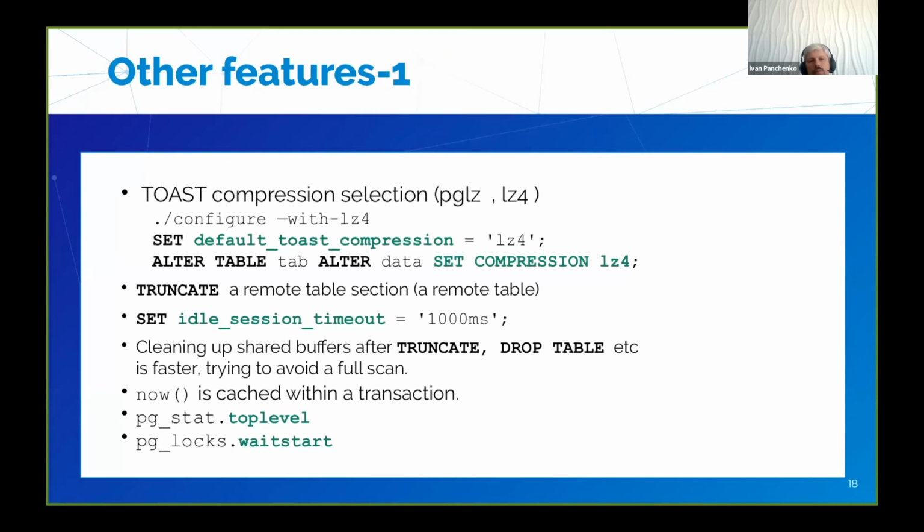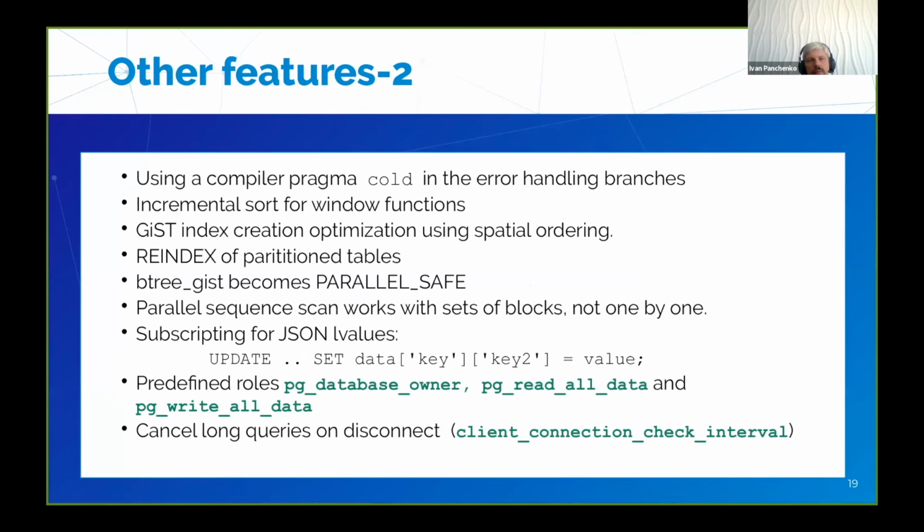New attribute wait_start in pg_locks. It's just a timestamp that shows when the waiting has begun. Some compiler-level optimization. So now error handling is marked with the cold pragma, so the compiler tries to make the code in such a way that it knows that these branches of execution are not probable.